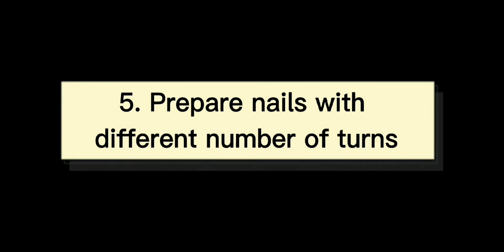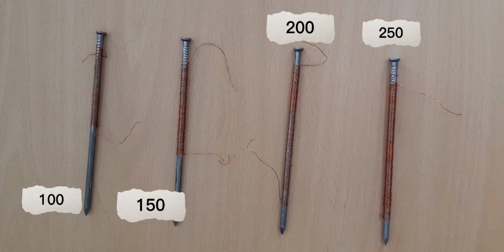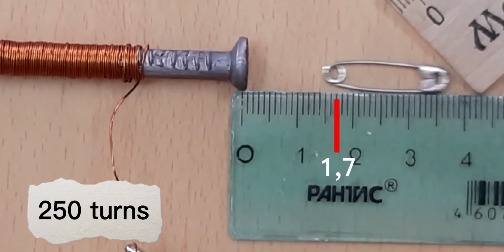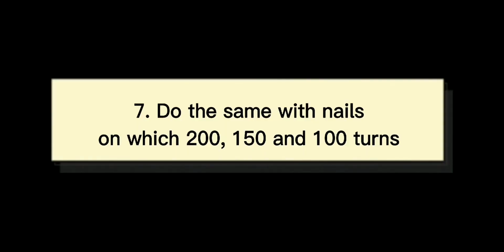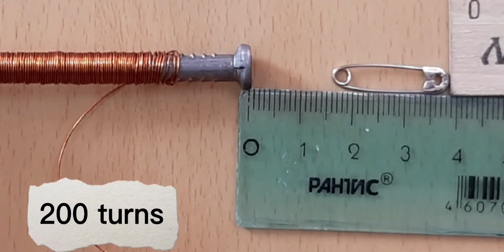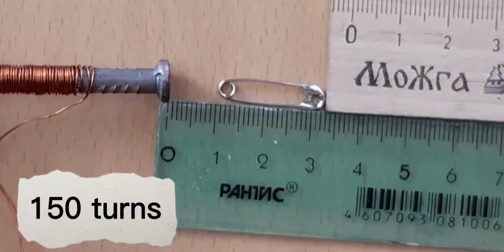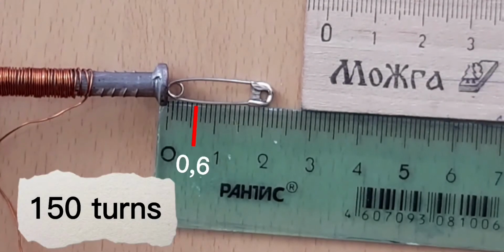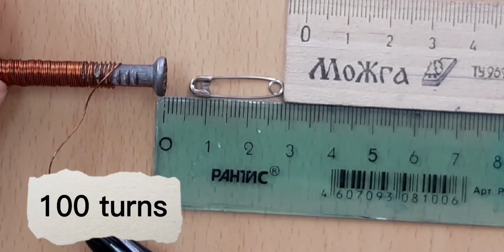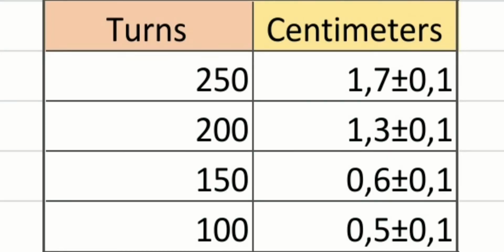Then prepare nails with different numbers of turns. Now we will connect these nails to the power source in turn and use a ruler to measure the magnitude of the magnetic field, that is, at what distance from the paper clip each nail will attract. Take a nail with 250 turns. Do the same with nails on which there are 200, 150 and 100 turns. We will record the result in a table.